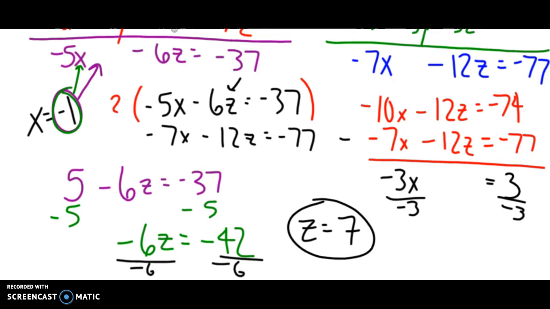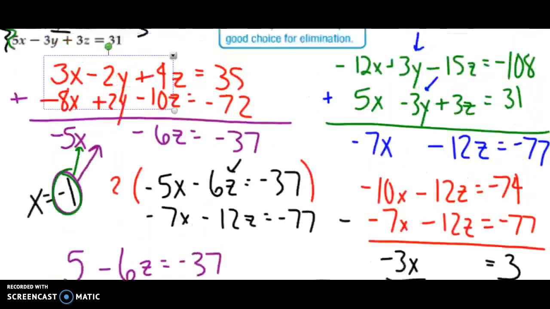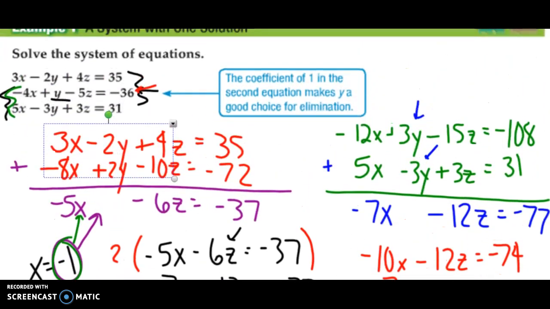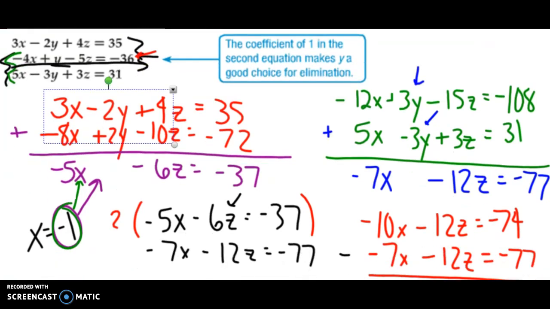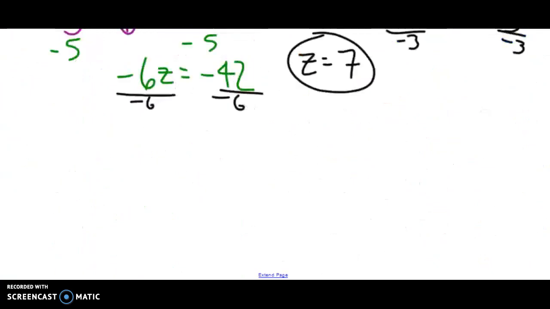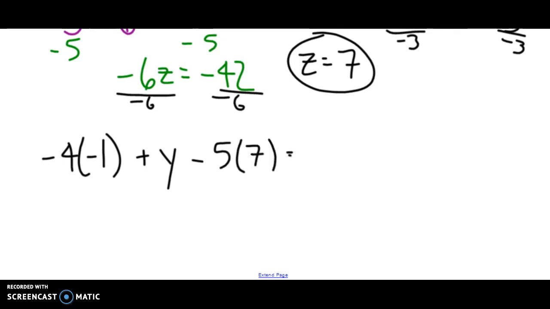So now I have an x of negative 1, a z of 7, and I can go back and take both of those and plug them into one of my original equations. And the one that we use the most common, that middle one, is probably going to be the one that we can figure out because y is all by itself in it. So let's do that right now. So we're going to take negative 4 times negative 1 plus y minus 5 times 7 is equal to negative 36.